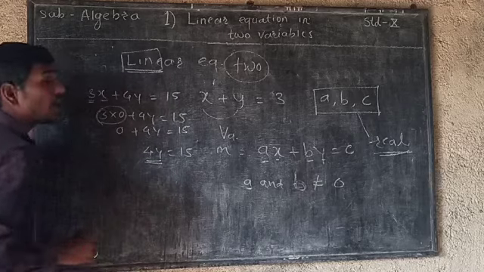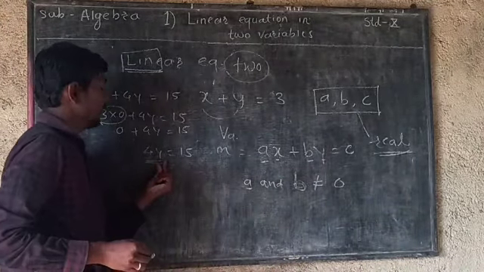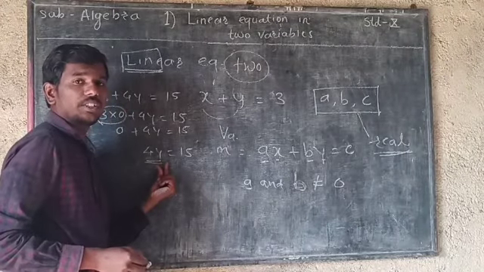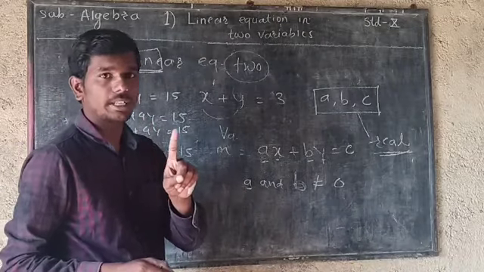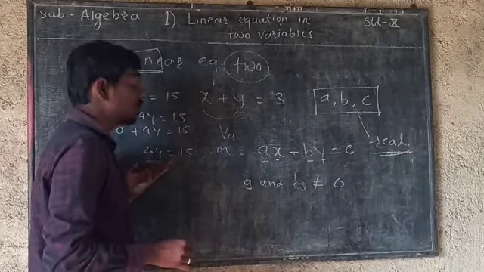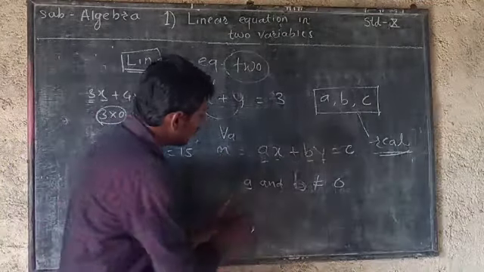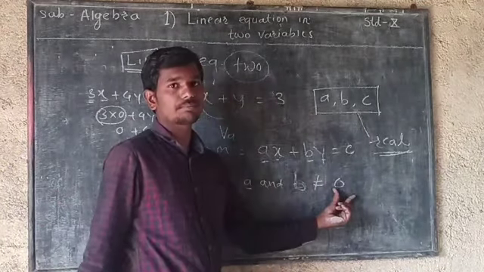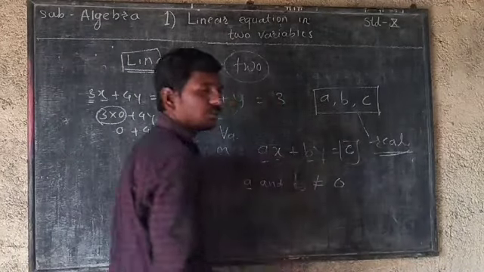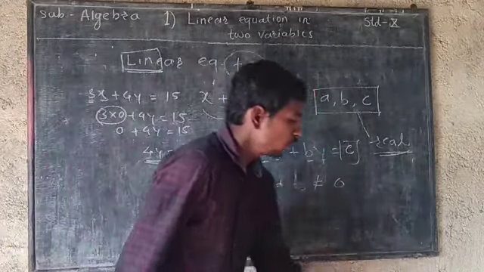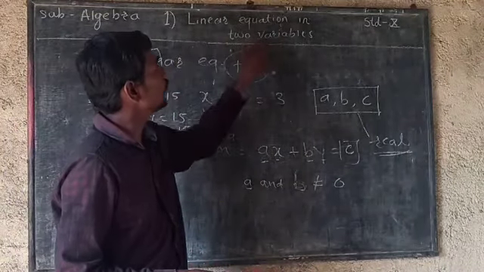Now it is not a linear equation in two variables because there is no other variable with y, right? So here is only one variable. Actually this is an equation in one variable. It means we cannot take a and b as 0. Then c can be 0.